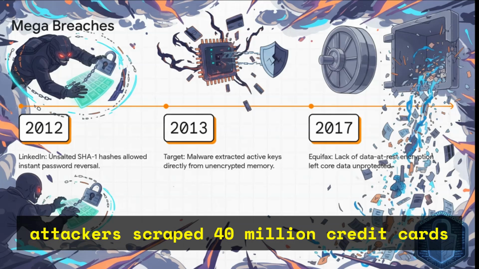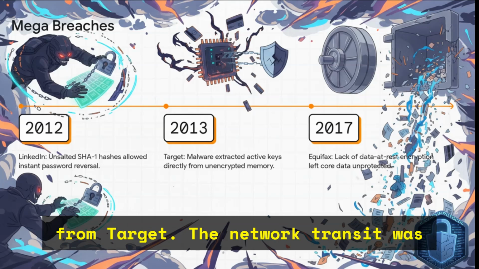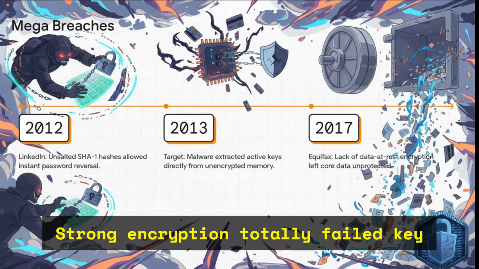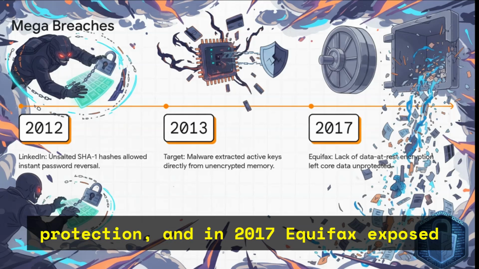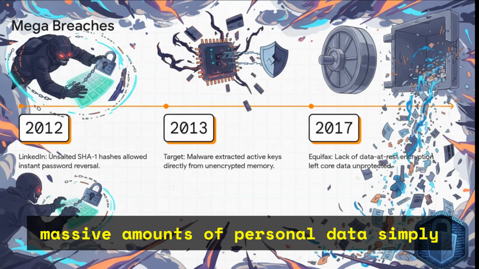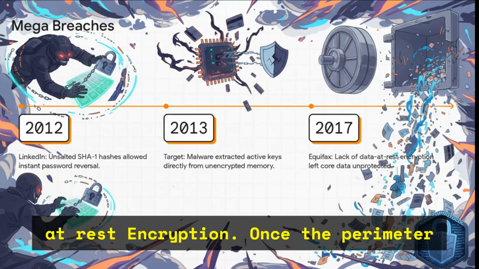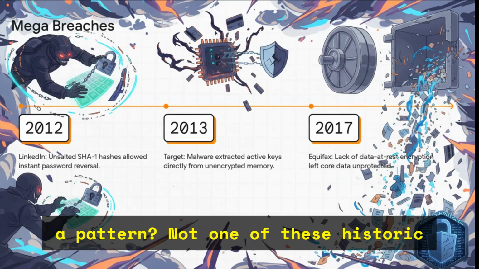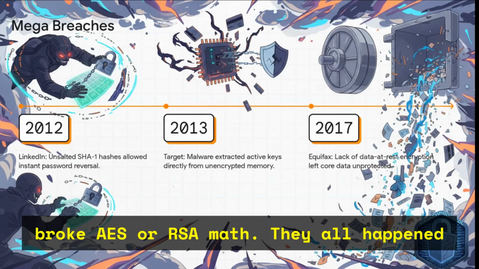In 2013, attackers scraped 40 million credit cards from Target. The network transit was encrypted, sure, but the malware simply extracted the active cryptographic keys directly from unencrypted system memory. Strong encryption totally failed key protection. And in 2017, Equifax exposed massive amounts of personal data simply because they lacked comprehensive data-at-rest encryption. Once the perimeter fell, the data was totally naked. Notice a pattern? Not one of these historic hacks happened because an elite hacker broke AES or RSA math. They all happened because of sloppy human implementation.